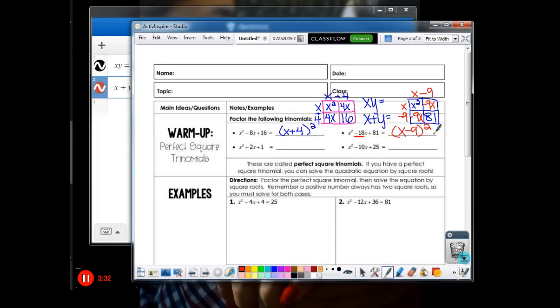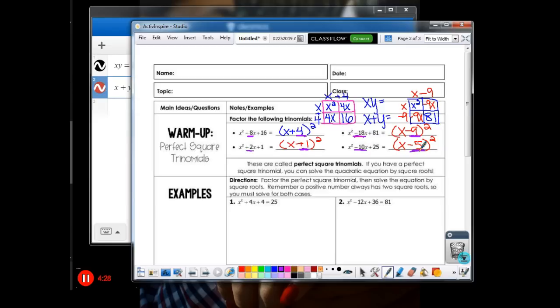These are called perfect square trinomials. Okay? And so if you do x squared plus 2x plus 1, if you factor that, that's x plus 1 squared. And if you factor this right here, it's going to be x minus 5 squared. Okay? So, now, looking at that, looking at the warm-up and looking at the perfect square trinomials. From the middle term, how do I get this number right here? So from 8, how do I get 4? How do I turn 8 into a 4? How do I turn 2 into a 1? Negative 18 into a negative 9? Negative 10 to negative 5.